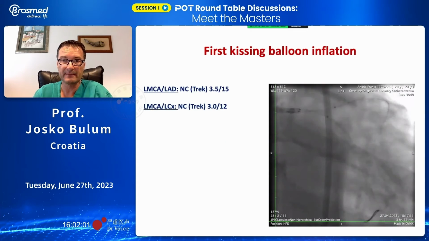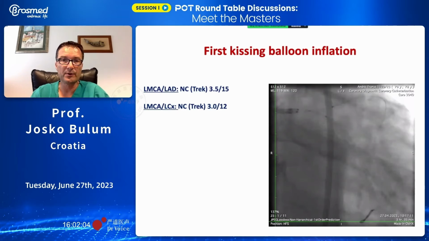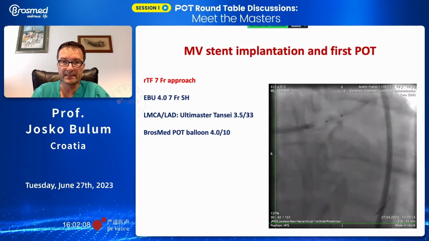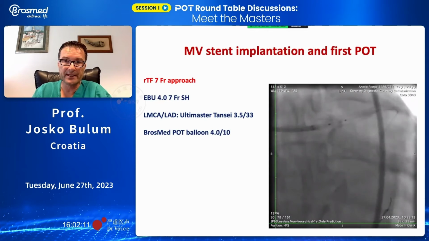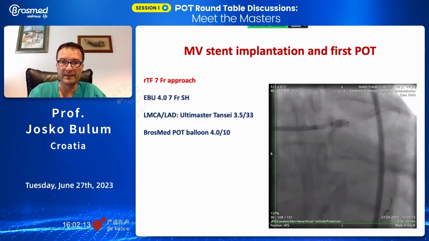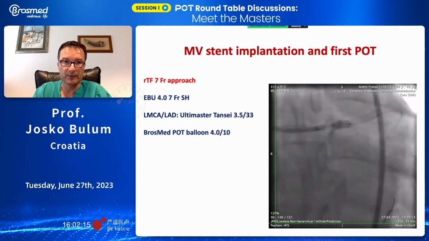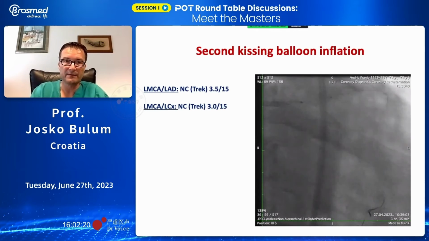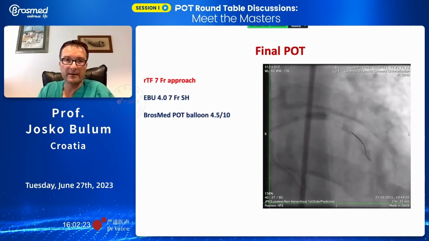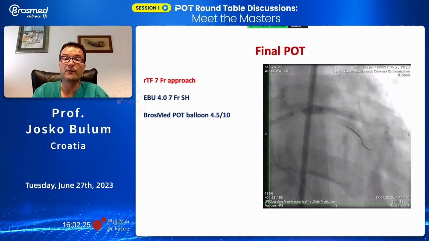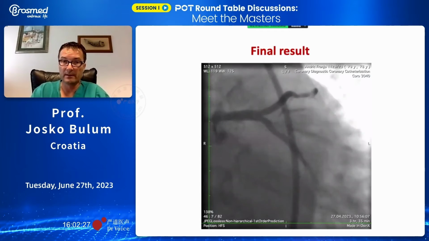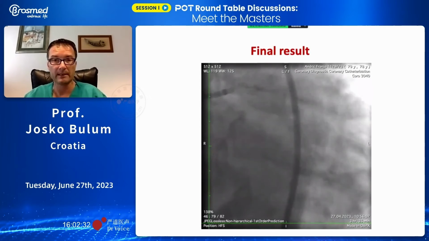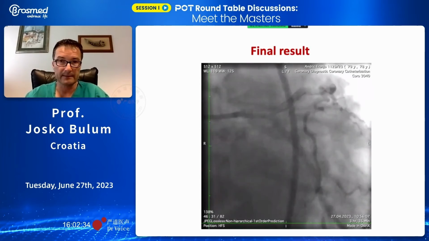After that, the first kissing balloon was performed using 3.5 and 3.0 NC Trek balloons. After that, we did the first proximal optimization technique again with the same BrosMed 4.0/10 balloon, as you can see here. After that, recrossing, second kissing balloon inflations, followed by the final POT, this time with the 4.5/10 BrosMed POT balloon. And you can see here, we were able to obtain really the optimal angiographic result.